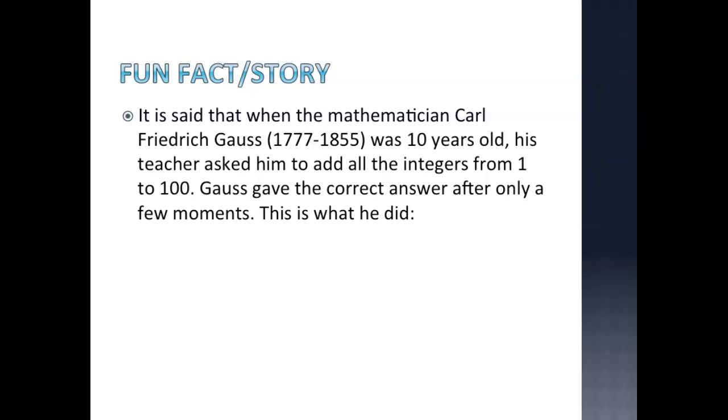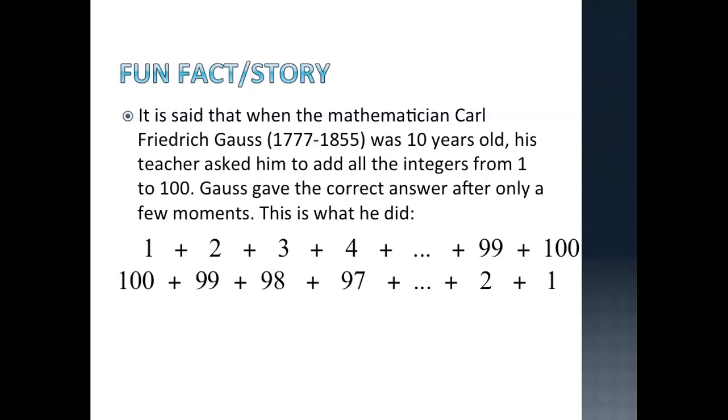So rather than actually add all of those numbers together, this is what he did. He lined up all the numbers that he was supposed to add up, 1 all the way to 100. Let's say he didn't write them all out. And then he lined them all up again, but backwards. So now if you look at how these numbers are lined up, you have the 1 with 100, the 2 with 99, 3 with 98, and so on.